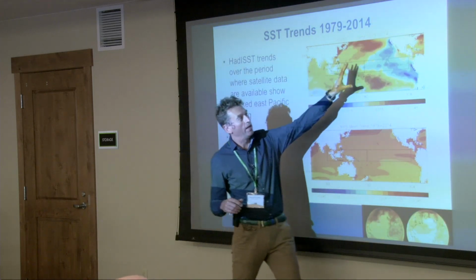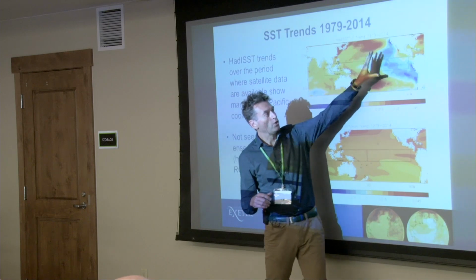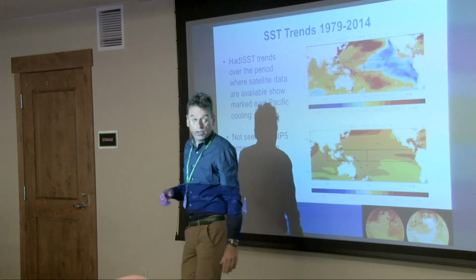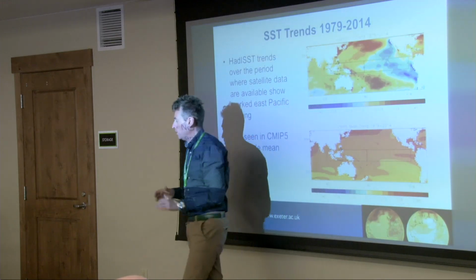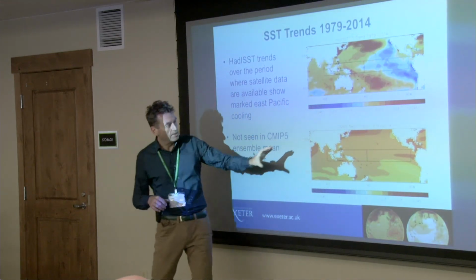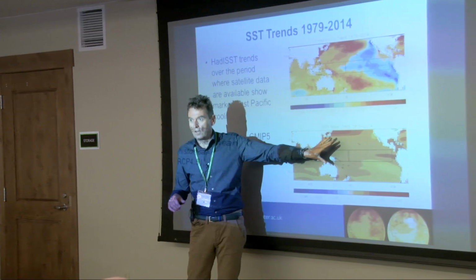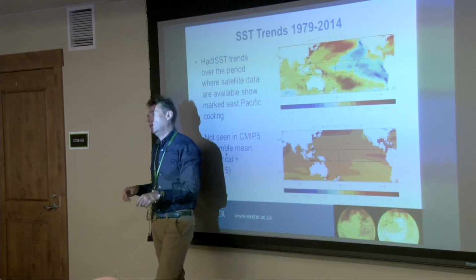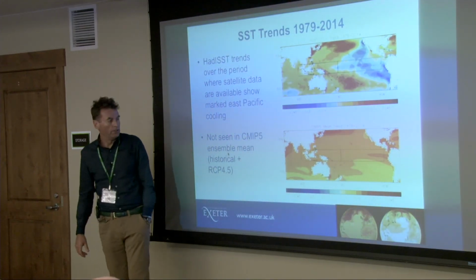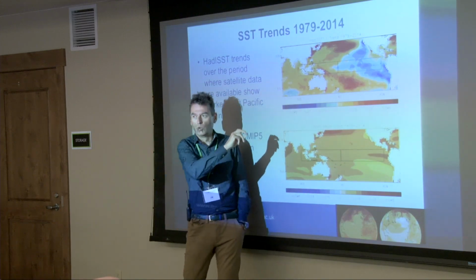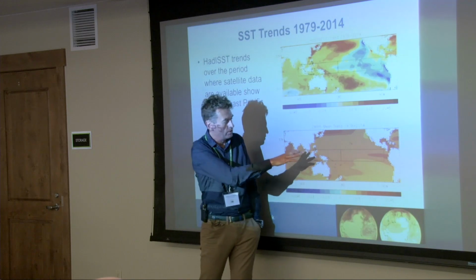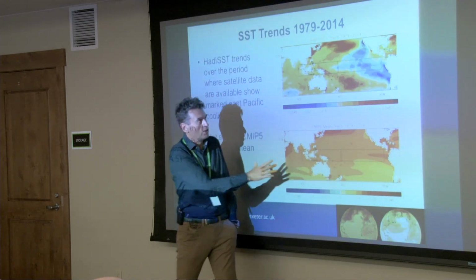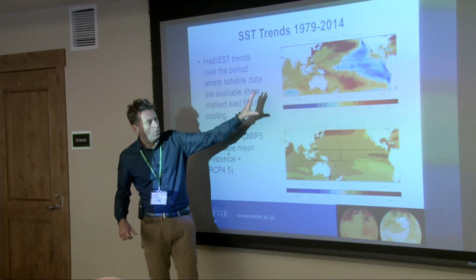there's this clear, very large-scale cooling pattern in the East Pacific. And I guess it's kind of PDO-like. And if we look at the models, these are the mean of about 80-odd historical simulations joined up with RCP 4.5, because obviously the historical simulations stop in 2005, you don't see this pattern at all coming out.